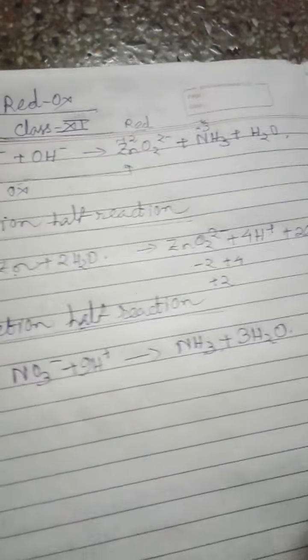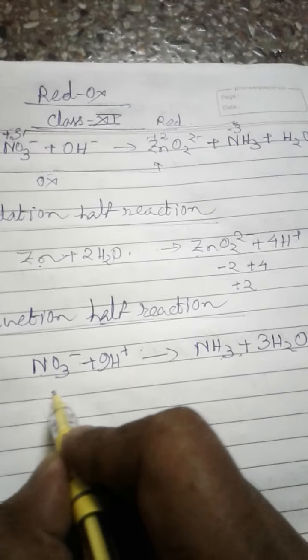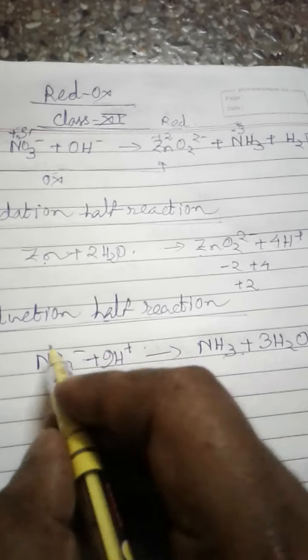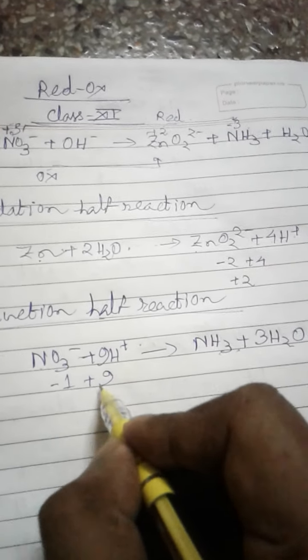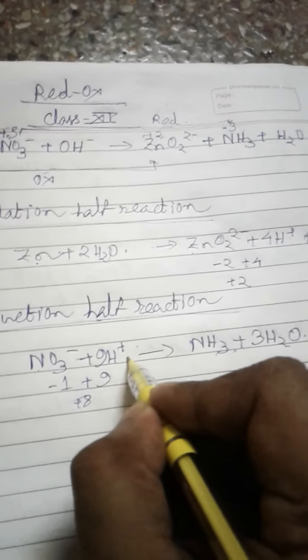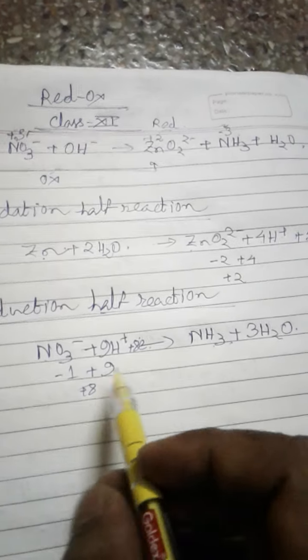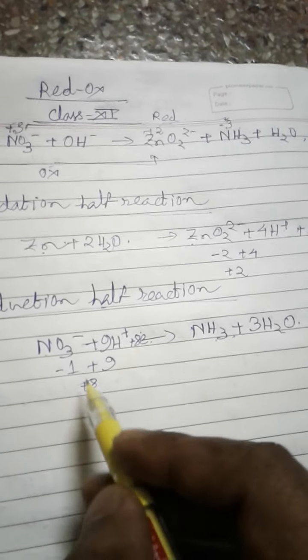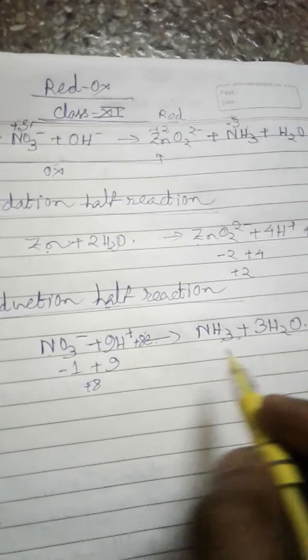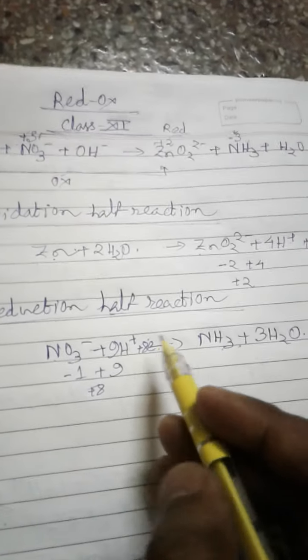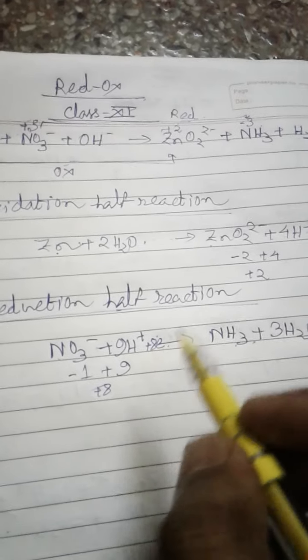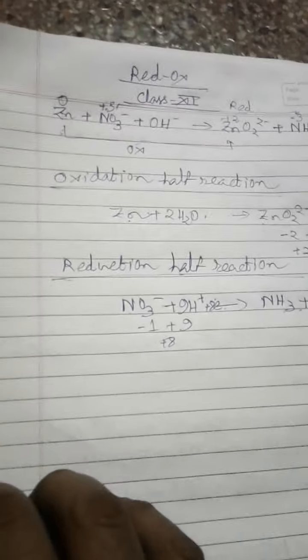And the charge present on the left side in this reduction half reaction is plus 8, so we must write 8 electrons on the left side, because the plus charge is higher on the left side than the right side, so we must write the 8 electrons on the left side.